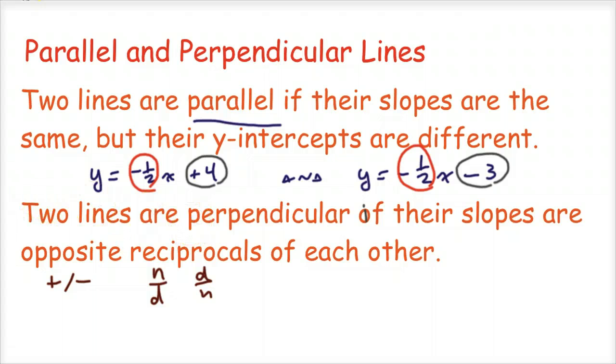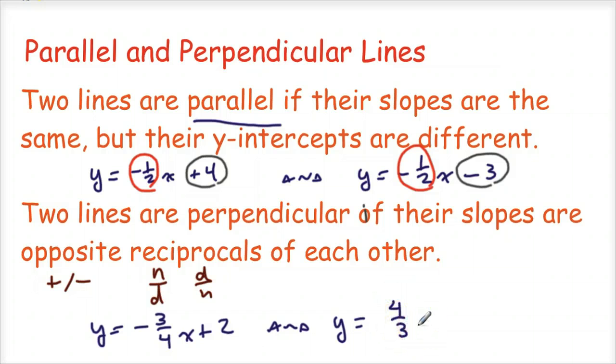So to visualize or think of an example of this, if we have y equals negative 3/4 x plus 2 and y equals 4/3 x plus 7, I can identify those as perpendicular lines. Their y-intercepts are most likely going to be different, but really what we're looking for is the opposite reciprocal when we're looking at the slope, right? So negative 3/4 and 4/3. They do not necessarily have to have different y-intercepts.